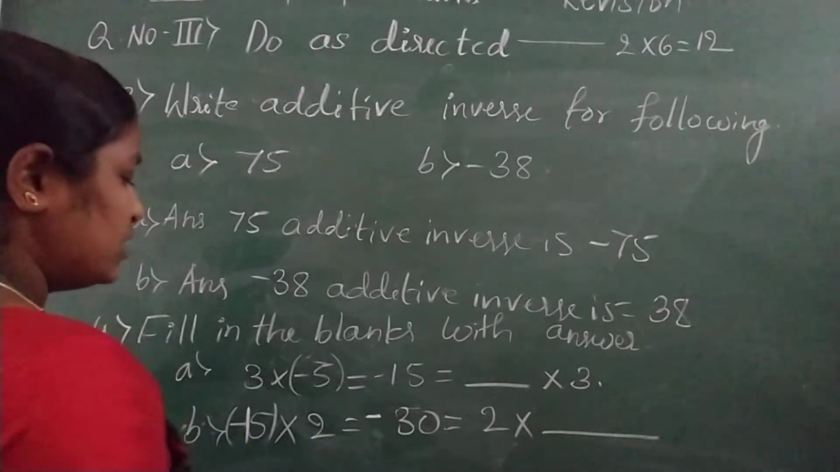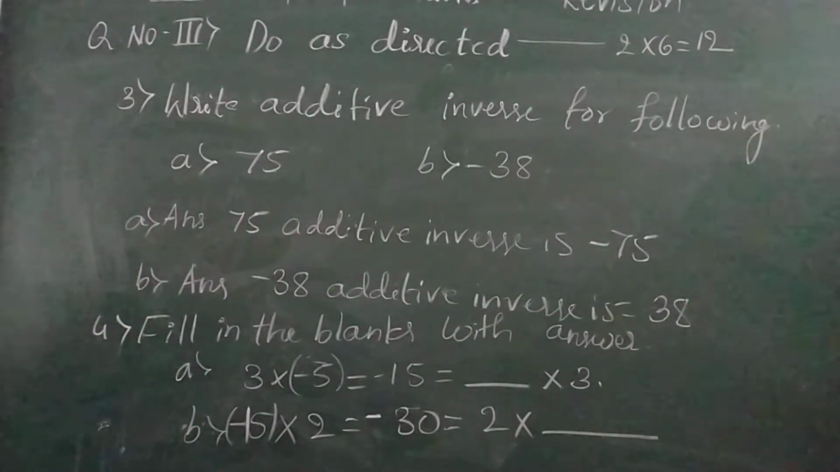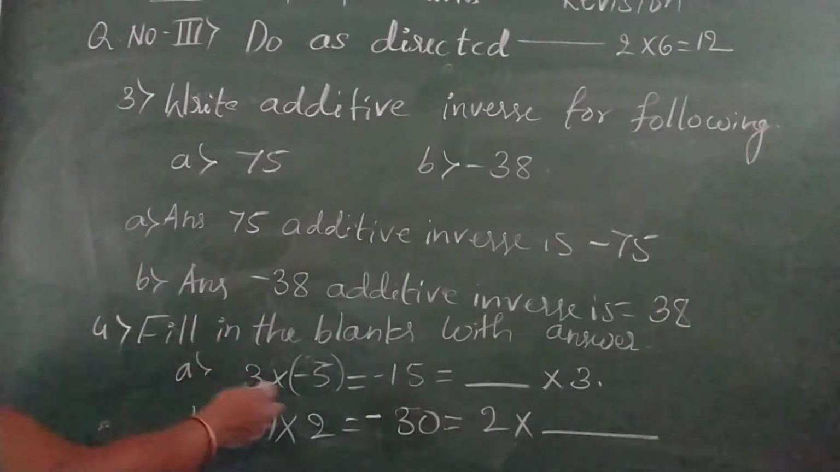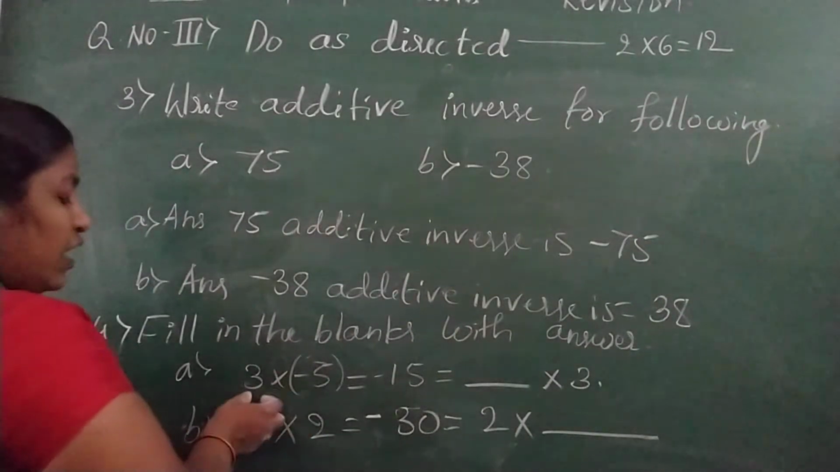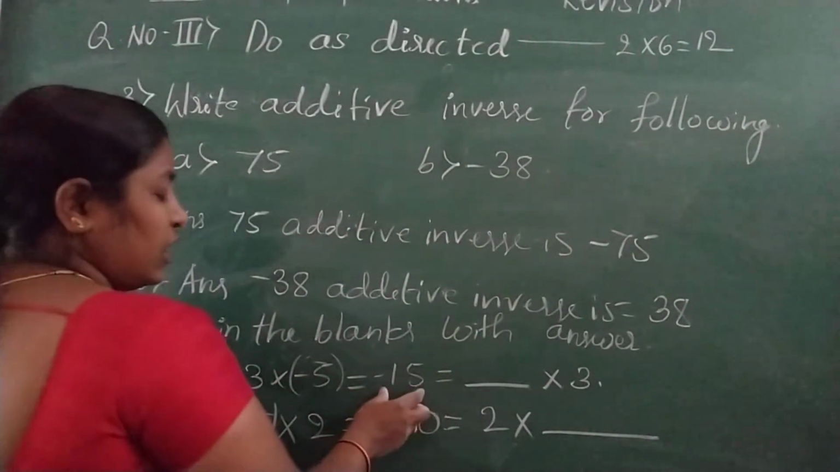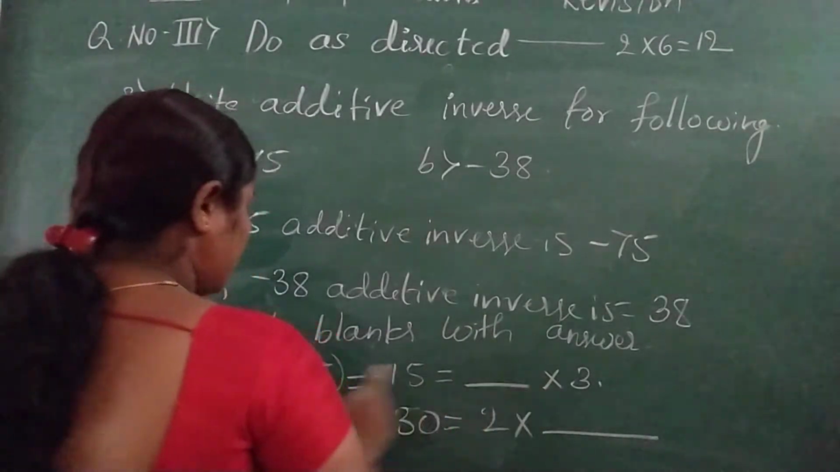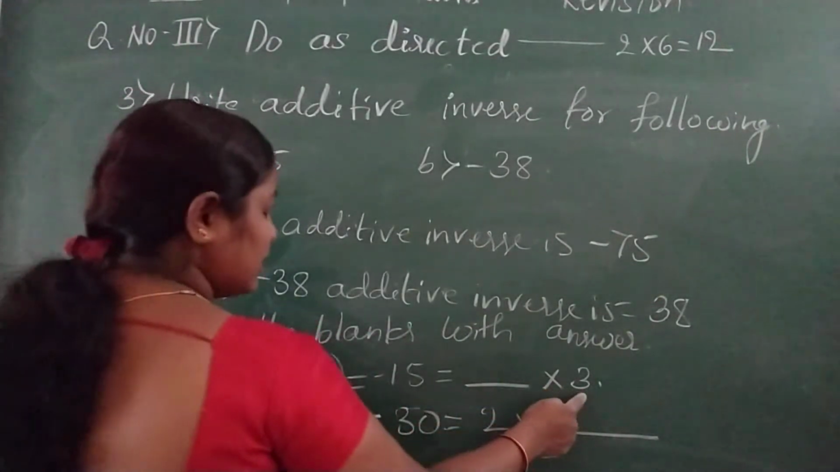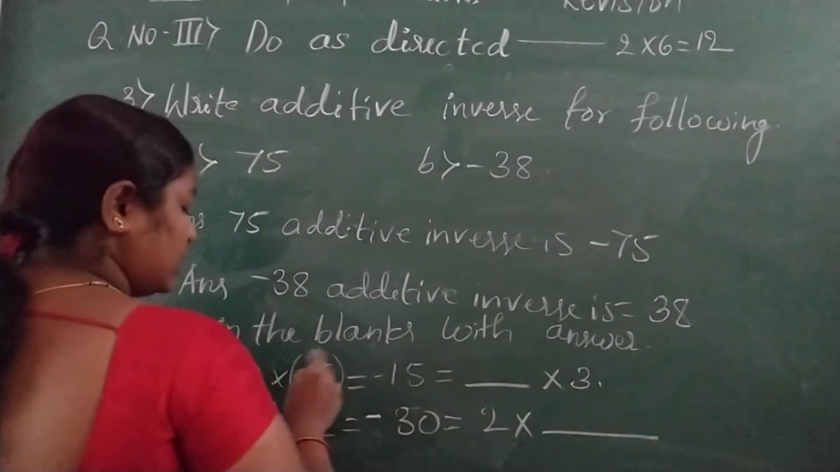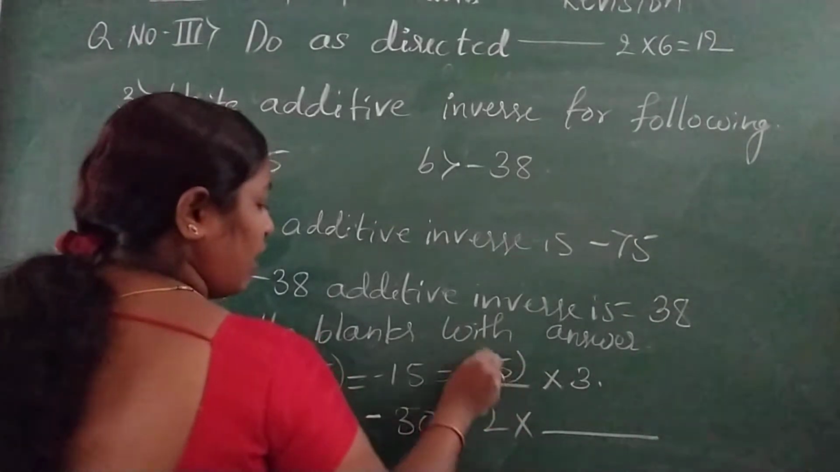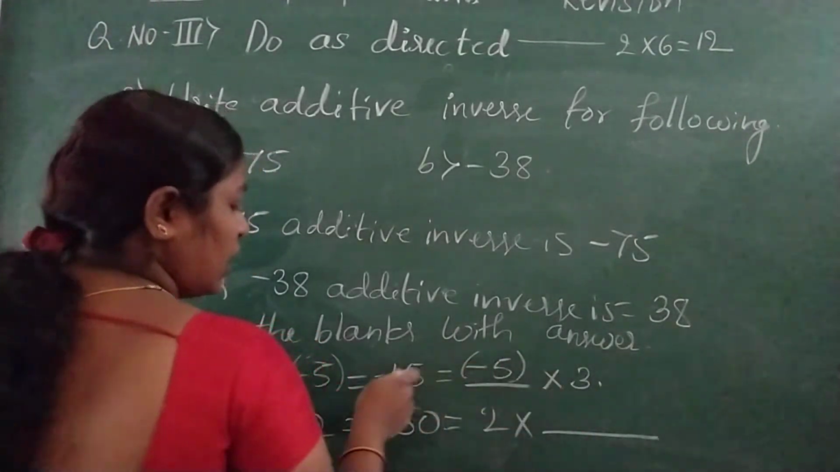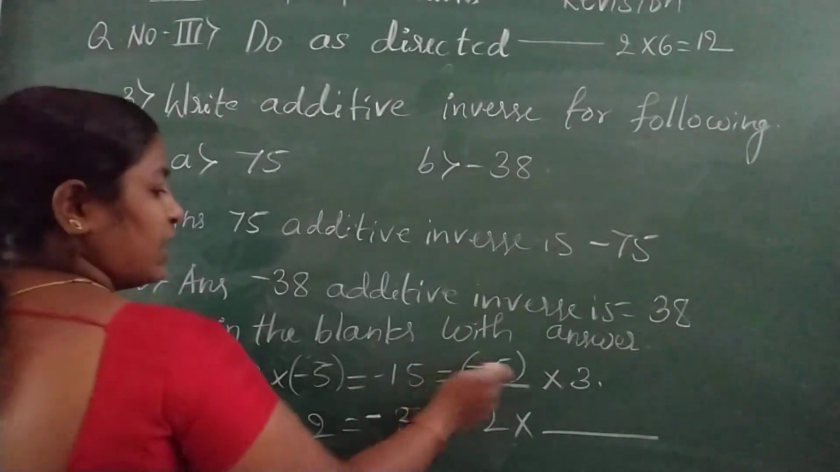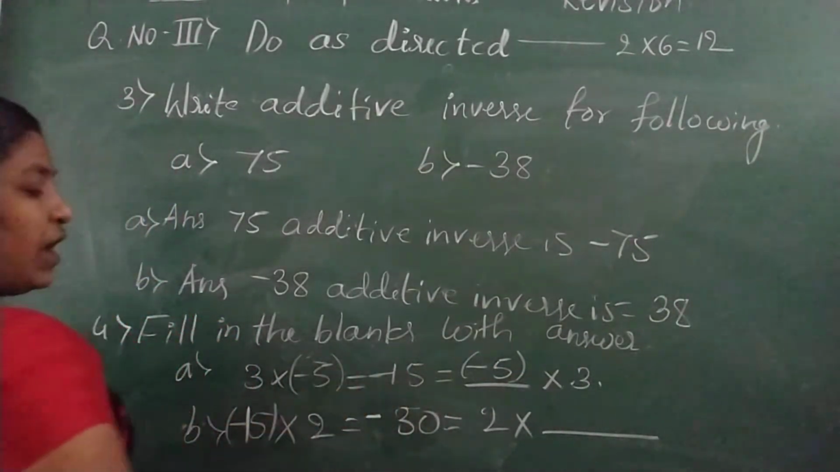Which property is this? This is commutative property. So orders are changing. 3 5s are 15. Here the order has changed, here 3 has come last. So what will be here? That is minus 5. So 5 3s are again 15, minus into plus, you will get minus.